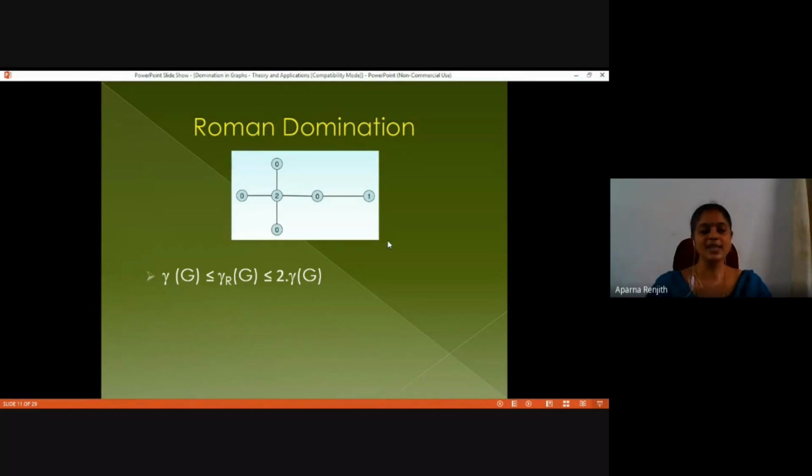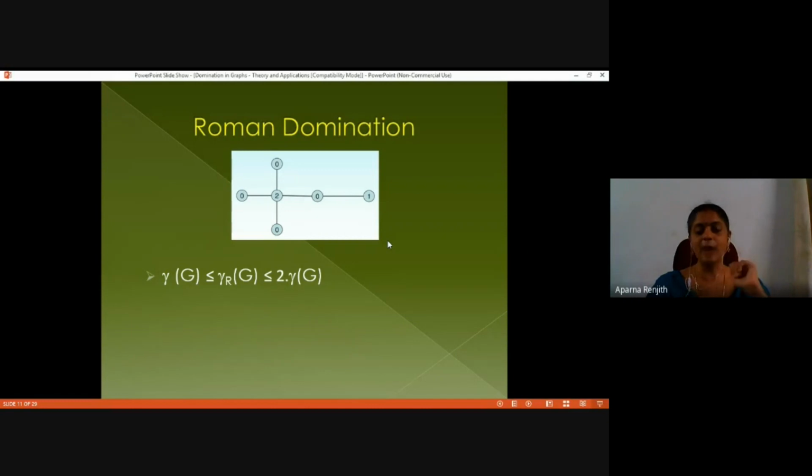Now, you can see that vertices which are given non-zero values clearly give you a dominating set. So the domination number will definitely be less than the Roman domination number. Also, if I take a dominating set and assign value 2 to all the vertices present in that dominating set, then what I get is a Roman dominating function. So when we are looking for the minimum, it will definitely be less than that. So 2 times gamma of G is a trivial, obvious upper bound for gamma R of G.